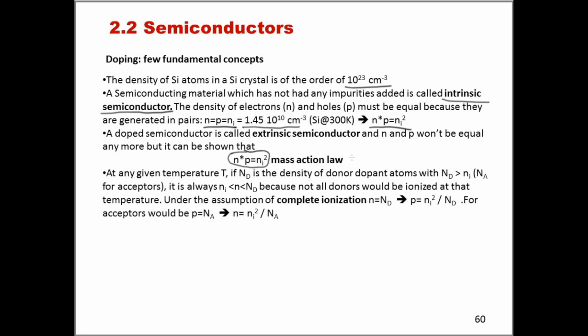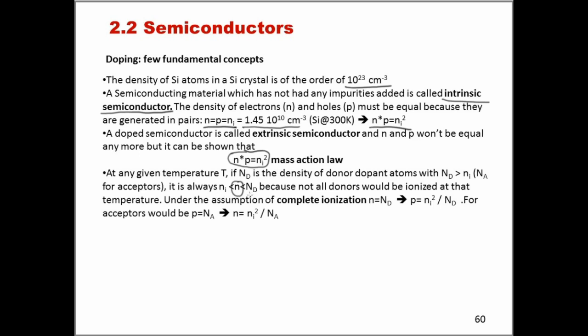mass action law. It is important to realize that at any given temperature, if Nd is the density of donor impurities in our n-type silicon, not all of them will generally be ionized. So in reality, the density of electrons in an n-type silicon will generally be between ni and Nd.